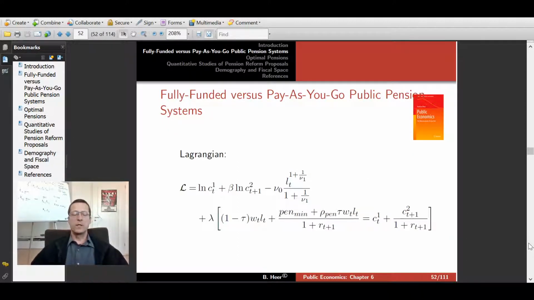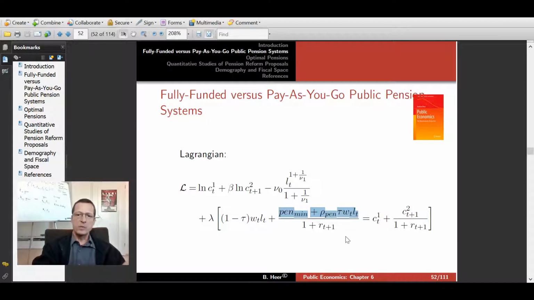Now let's form the Lagrangian. So we have the utility function, which is the same as in the previous subsection here. We have our budget constraint. In our budget constraint, we now substituted the pension schedule here. So our pension in old age is the lump sum component plus the part that stems from our contribution tau w_t l_t.